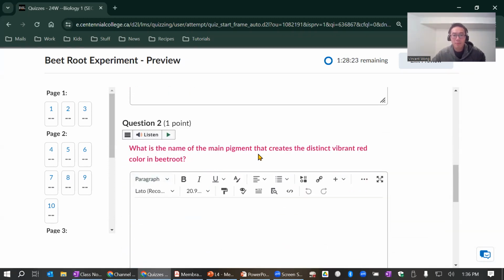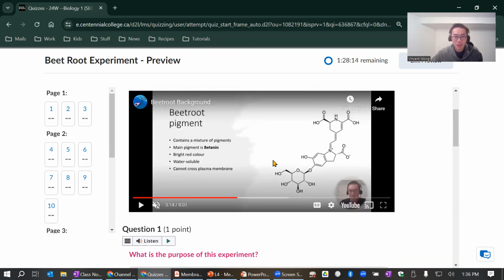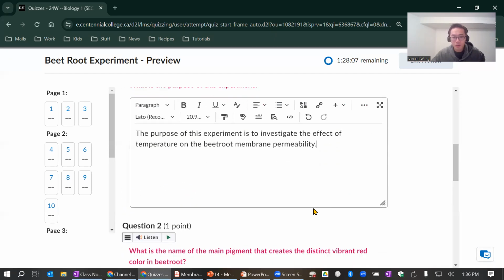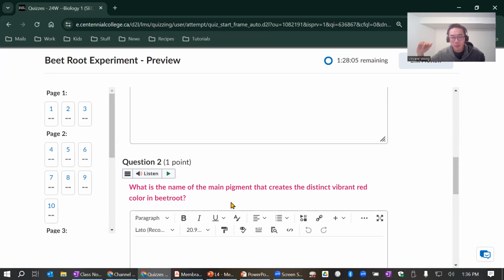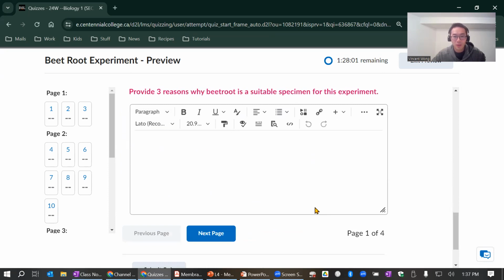What is the name of the main pigment that creates a distinct, vibrant red color in beetroot? You don't know, right? I don't expect you to know. So watch the video. Oh, look, beetroot pigment. It actually tells you. That's what I mean, okay? You just have to watch the video. Don't go Google this. If you Google this, they will tell you something weird, and then I will know it's weird. And that's it. You just keep on doing it, right?